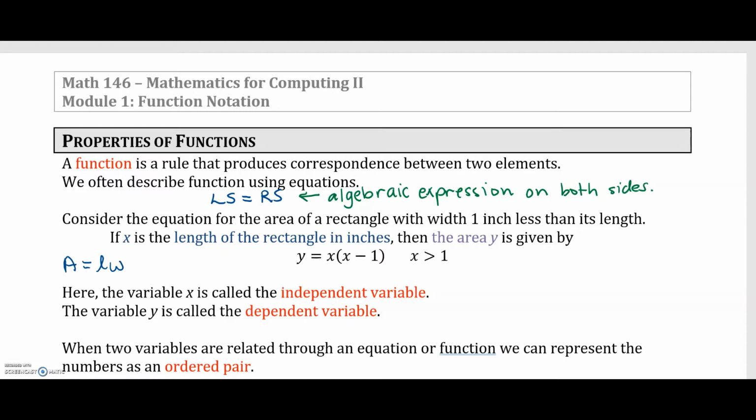In this particular equation, variable x is called the independent variable, and variable y is our dependent variable. So independent variables are variables that do not depend on anything else, whereas dependent variables depend on another variable. So to find the value of y, we must use the value of x, therefore y depends on x. When two variables are related through an equation or function, we can represent the numbers as an ordered pair.